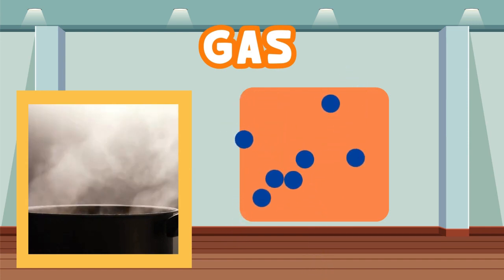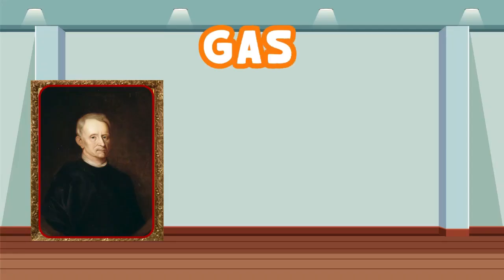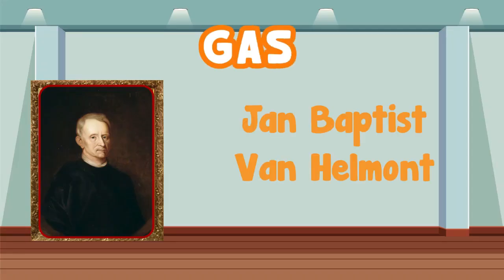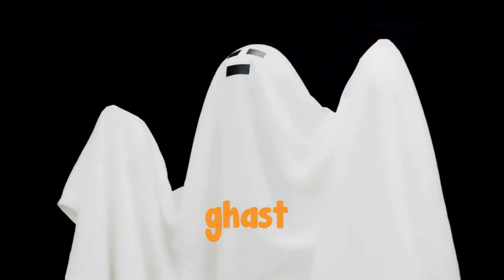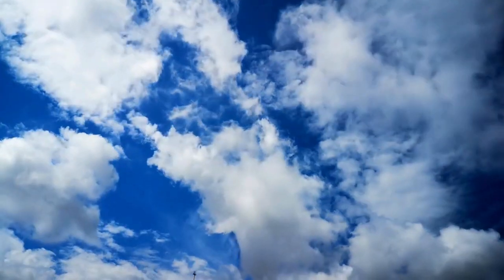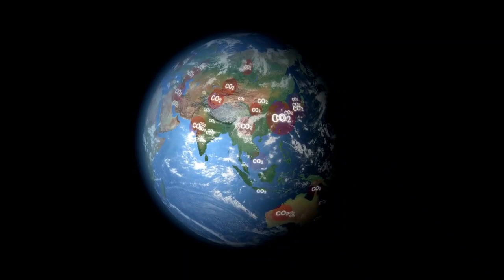Did you know that the word gas was first used by the 17th century Flemish chemist Jan Baptist van Helmont? Stories say that he invented the word gas from gast or geist, meaning a ghost or spirit. Here are some examples of gases: air, carbon dioxide, helium, ozone, water vapor.